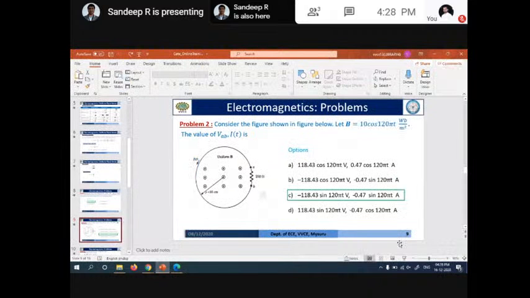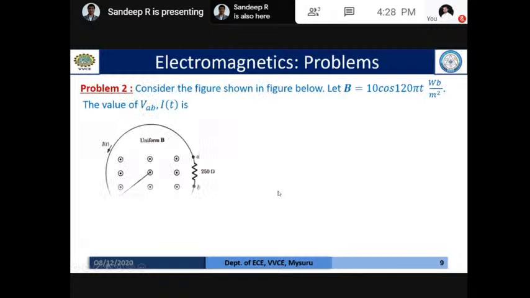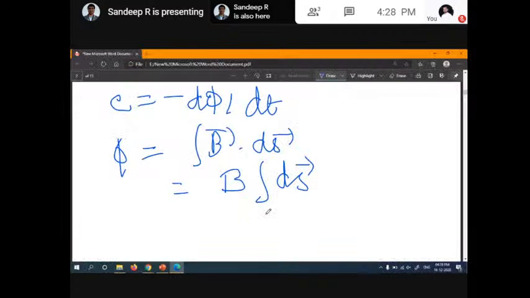You can observe in the figure, it is a circle with radius rho equal to 10 centimeters. So when you integrate with respect to ds, you will get the total area. Since it is a circle, you can take it as pi r square, where the value of r is the radius, 10 centimeters. So this will be equal to B into pi r square.